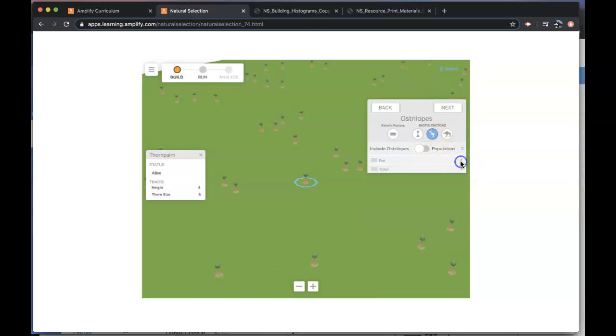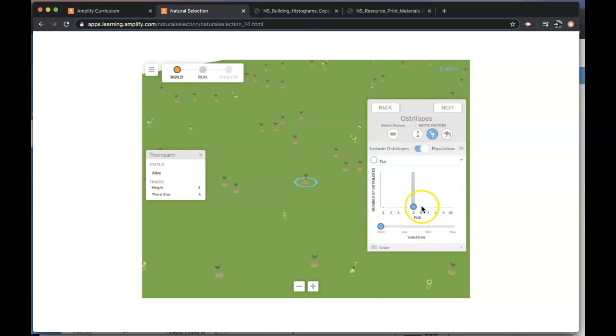In the simulation, these are histograms. Every time you change it, it creates a new histogram depending on the situation.